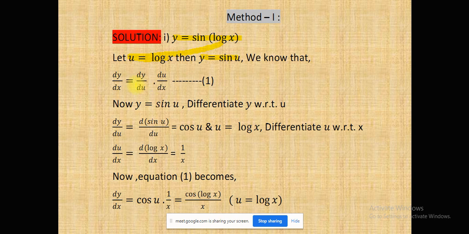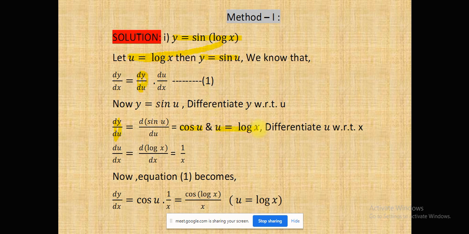Now the chain rule: dy by dx is equal to dy by du into du by dx. First we will find the value of dy by du. The derivative of sin u is cos u. This is the value of dy by du, and the derivative of u is 1 upon x.